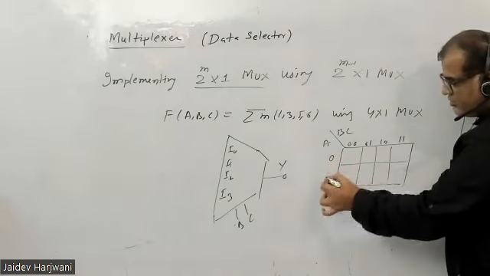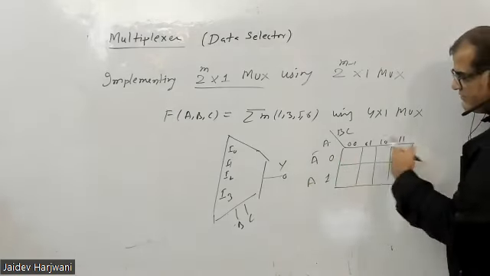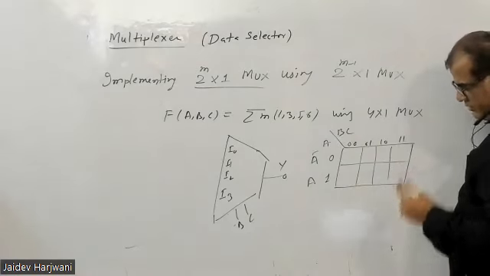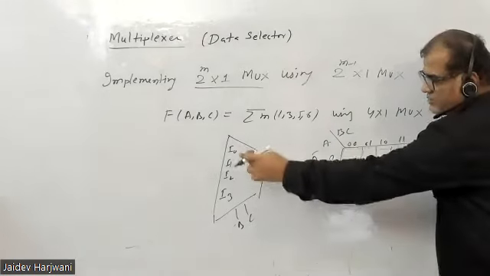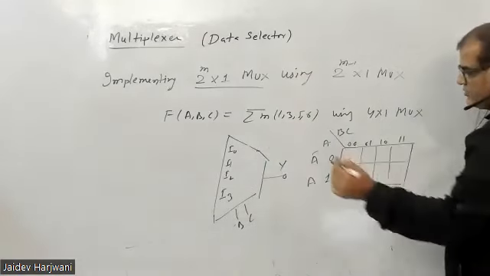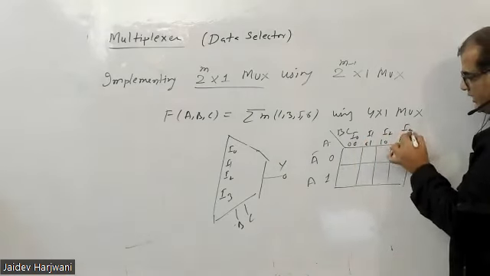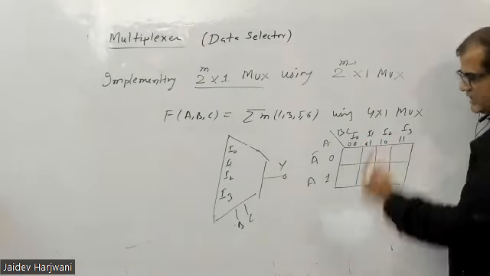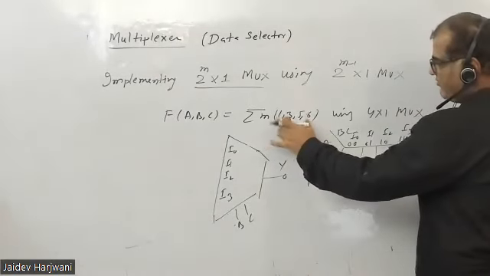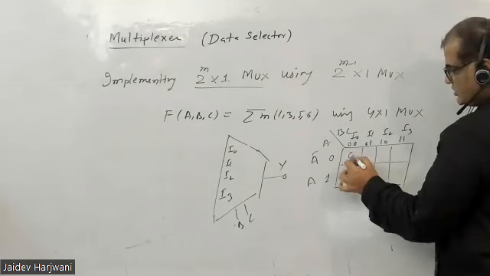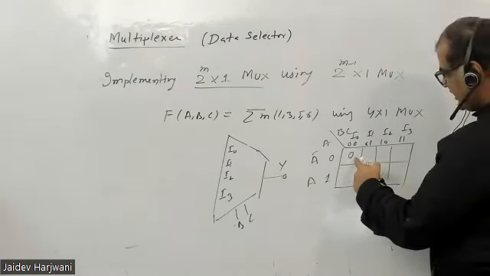And A can have 0 1. This is A bar. This is A. Okay, and this is a BC value. Now you want to choose these 4 input values. These 4 data require input values. Okay, so this is I0, I1, I2, I3. These require the input values. Okay, so first of all you fill this data. Which terms are present? 1 is present, 0 is not present, so this is 0.